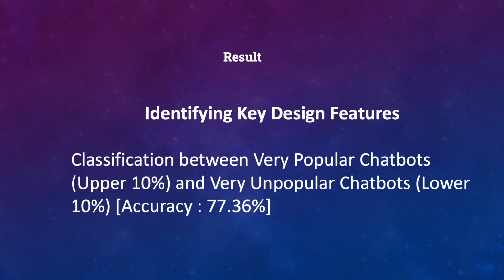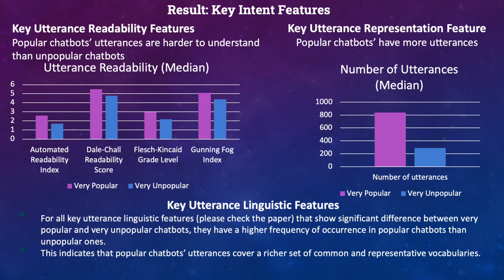Next, let's look at key design features, which show significant difference between very popular chatbots and very unpopular chatbots. First, let's look at key intent features. From the result, we can see that for utterance readability, popular chatbots have a higher readability score than unpopular chatbots for all these readability metrics. The higher the readability score is, the harder the text can be understood. Thus, popular chatbots' utterances are harder to understand than unpopular chatbots'.